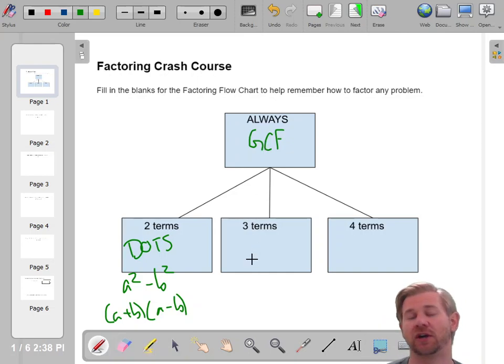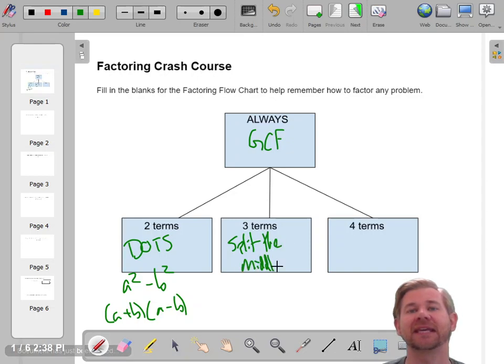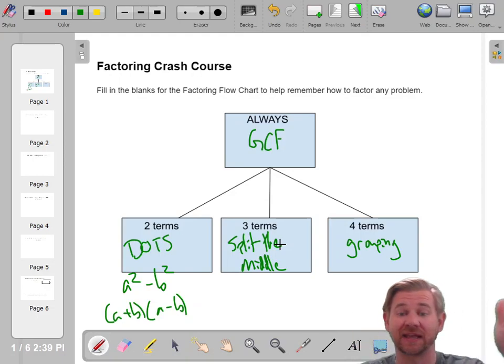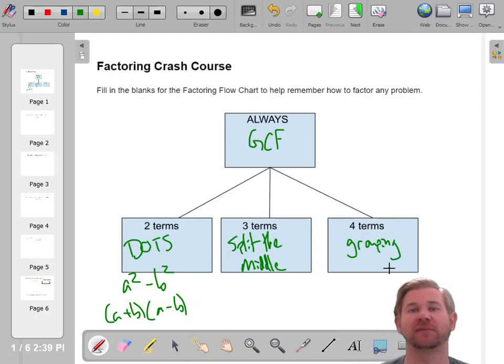If you have three terms, then you're going to look to see if you can split the middle. That essentially means we're taking the three terms and converting it into four terms, and four terms is called factor by grouping. So factor by grouping is how we handle three terms and four terms. When we split the middle, we take the three terms, make them four terms, and then factor by grouping. We're going to see an example of all these in a second.